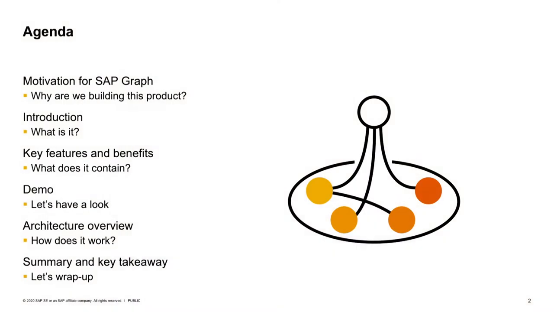In today's session, we are going to talk about SAP Graph. Let's first start with the agenda. We start the lecture with a high-level overview on the motivation for building SAP Graph. Then we look at a brief introduction on SAP Graph, along with the problem statement and the value proposition for it. And then we take a look at key features and benefits of SAP Graph. With that, we jump into a short demo on SAP Graph. After the demo, we take a look at high-level architecture overview, and then we conclude the session with a summary and key takeaways.